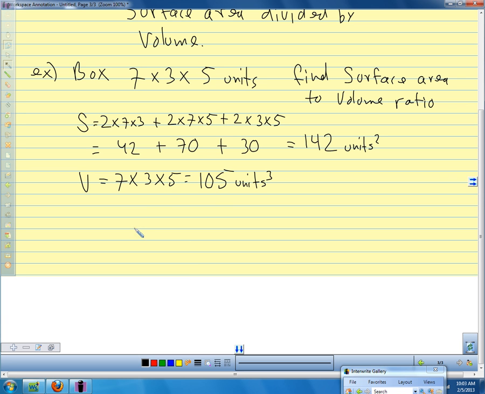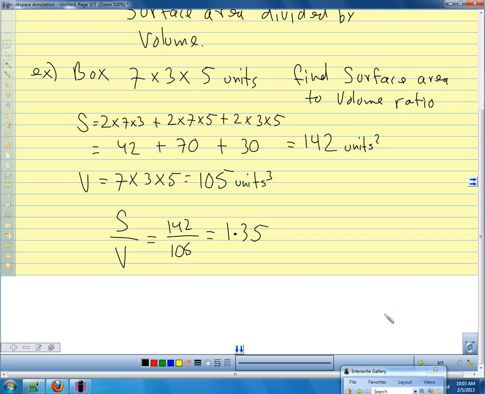And my surface area to volume ratio is just S divided by V, surface area divided by volume, 142 divided by 105, and I get 1.35. So my surface area to volume ratio is 1.35. And usually we just drop the units for surface area to volume ratio. So questions on surface area to volume ratio?